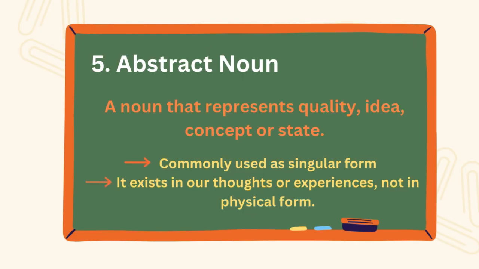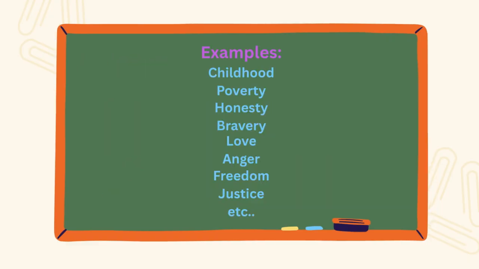Number 5. Abstract noun. A noun that represents quality, idea, concept, or state. Commonly used in singular form. It exists in our thoughts or experiences, not in physical form. Examples: childhood, poverty, honesty, bravery, love, anger, freedom, justice, etc.